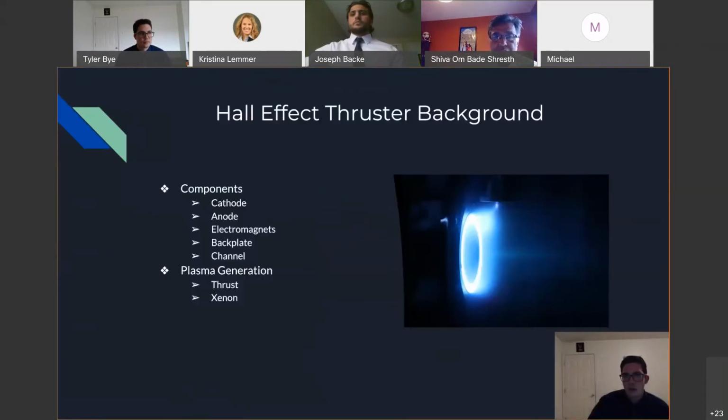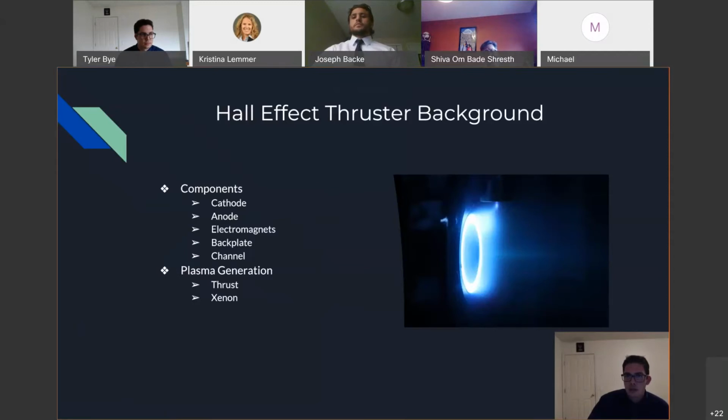The majority of this project is going to be spent talking on the confinement cage we designed. However, the confinement cage we designed was for the furthering and testing of the Hall effect thruster within the policy lab. So I did want to go into some background on Hall effect thrusters. The components of a Hall effect thruster are cathode, anode, electromagnet, backplate, and channel. The anode is where the plasma is going to be generated within the Hall effect thruster, and then the electromagnets concentrate the thrust plume within the channel.